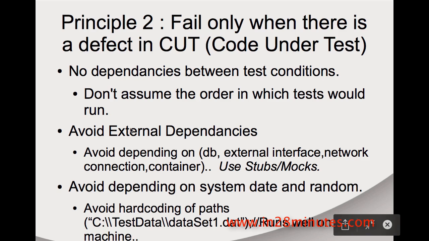The second one is avoid external dependencies. Don't depend on database, external interface, network connection, or a container. Try and stub and mock them out. And the other one, this is something which I keep seeing, is avoid depending on random and system date. If you have something depending on system date or random, those can fail, because if your code depends on a specific date or something of that kind, then that kind of code fails. Obviously, hard coding paths also is not a good thing.